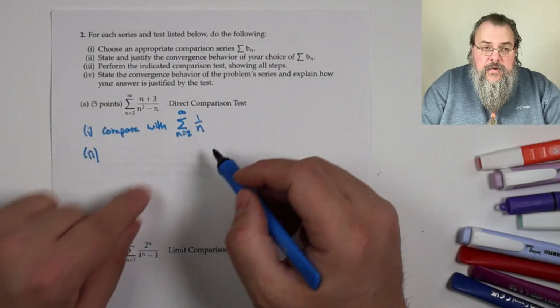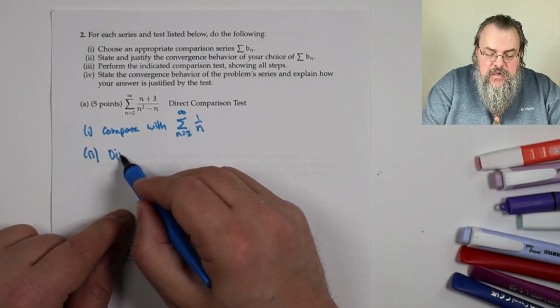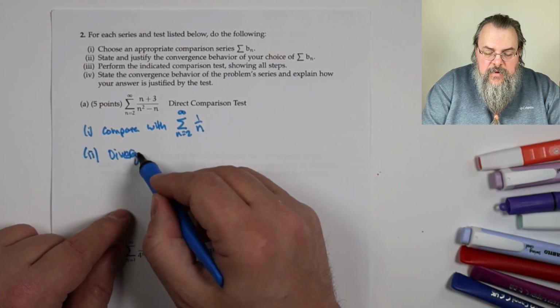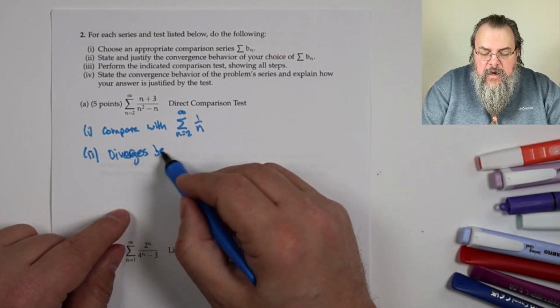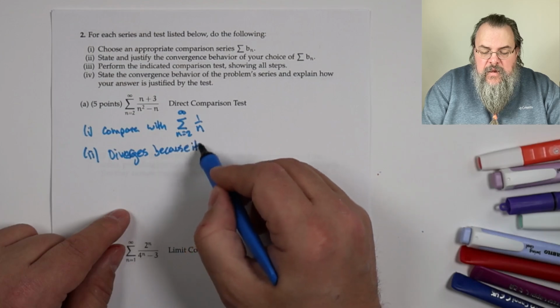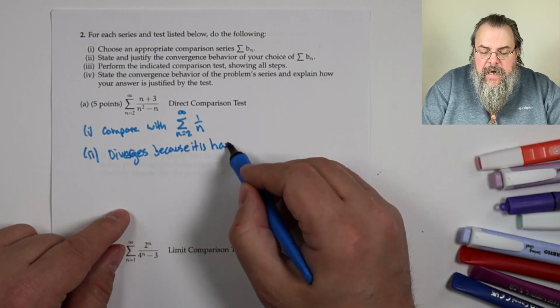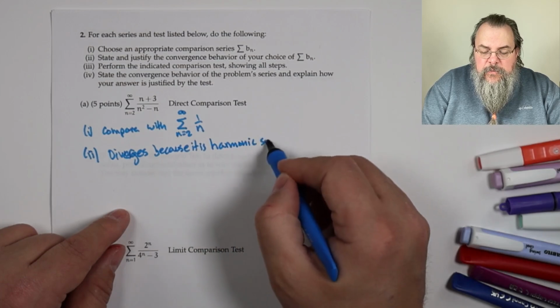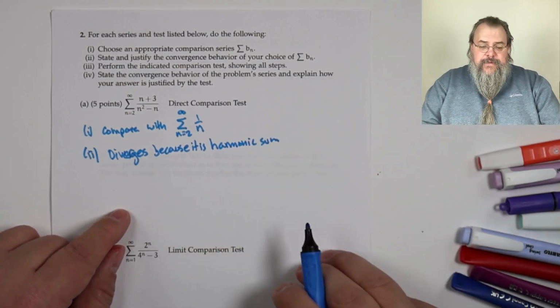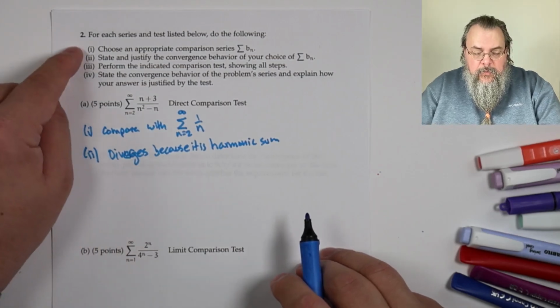Now, what do we know about this sum? This diverges, because it's harmonic. And so that's always in our back pocket, ready for us to pull out: harmonic sum, classic sum. Okay, so we did step 1 and 2.